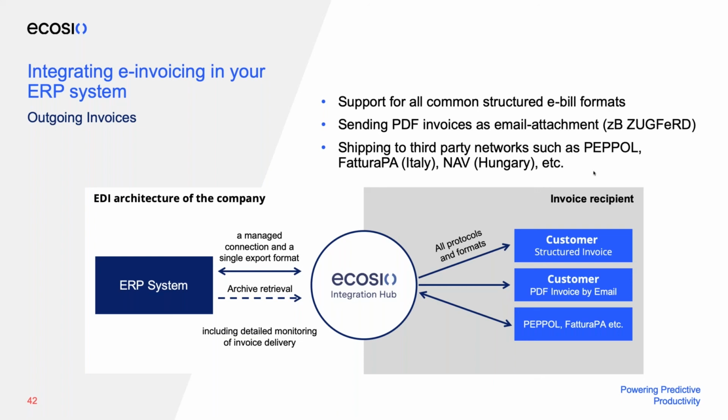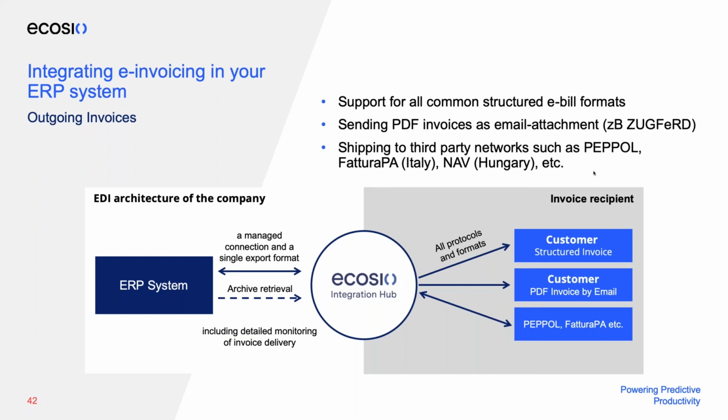follows. The ERP system exports one single export format, could, for instance, be IDOC in case of SAP, or any other export format of choice, such as CSV or XML and the like. The integration hub translates into the right format of the recipient and then delivers through the preferred protocol of the customer, such as, for instance, AS2 or Peppol, or even PDF invoices using email.